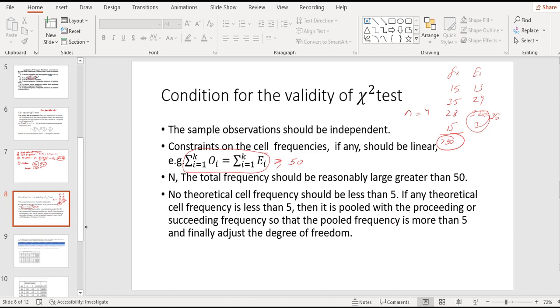Okay, and after that, finally we need to adjust the degree of freedom, right? Because earlier we had 4 observations, but now that we are applying pooling, on this side also we need to apply pooling, so 28 plus 15 becomes 43. So it means that now instead of 4 we are left with 3 observations only, so we lose 1 degree of freedom because of this pooling.